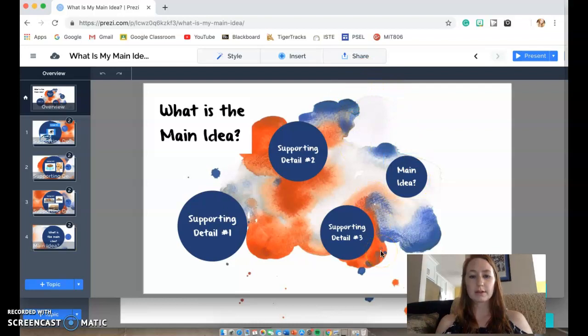I can push this out to them through Google Classroom. It's something that I did a lot in third grade. I would just put the instructions, maybe put a link to Prezi, and they would be able to go from there.